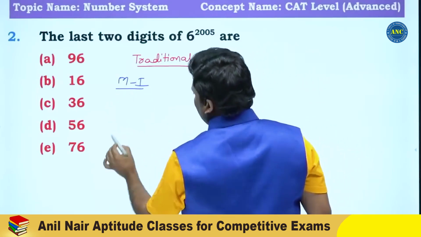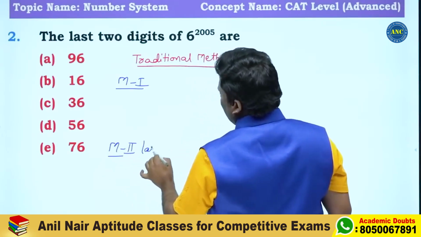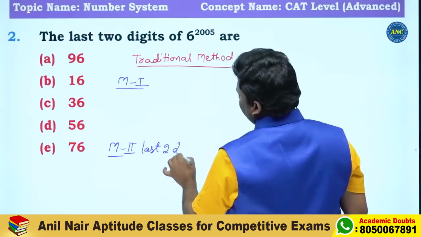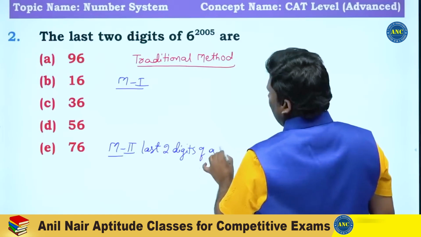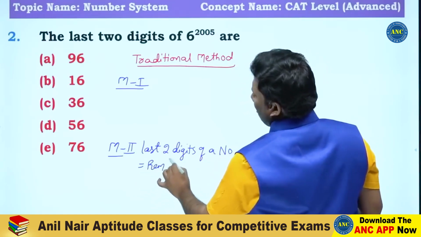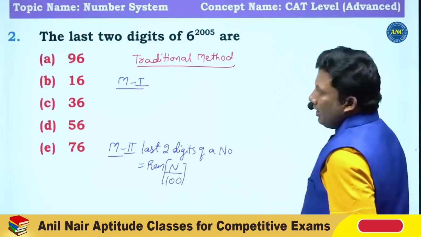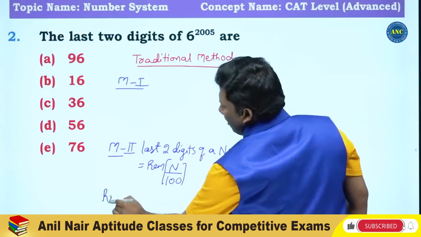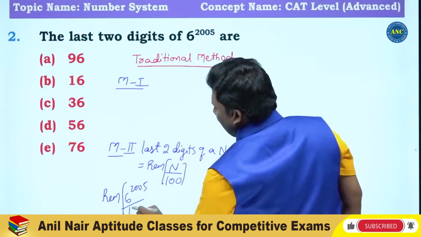So, multiple methods are there. Method 1 in the traditional method, and method 2. Method 1: the last two digits of a number is the remainder when you divide the number by 100. So what will they do? They will do 6 power 2005 divided by 100.